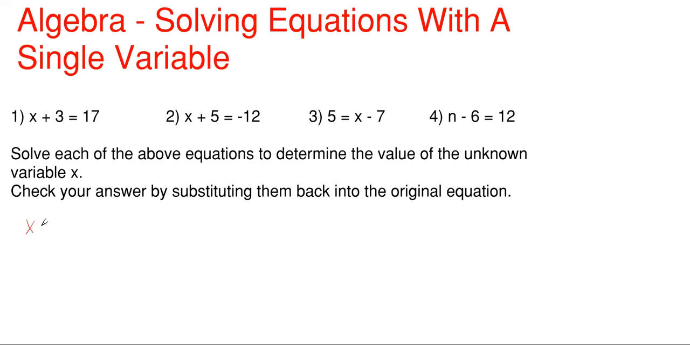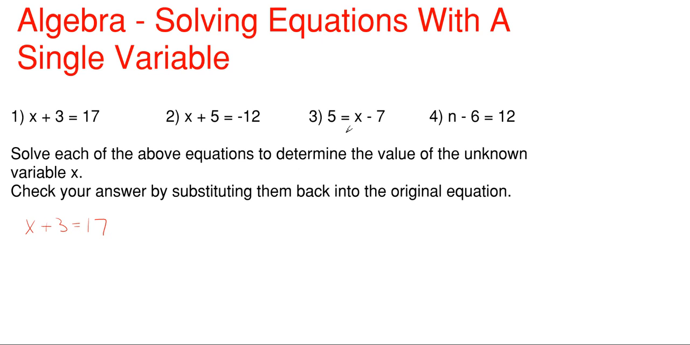So we have x plus 3 is equal to 17. So what we're looking for here is the x variable. We need to determine what x has to be in order to add 3 to it to make it 17 total. So with these algebra problems, no matter what the variable is, x, y, z, or in this case, number 4, n, you treat everything exactly the same.